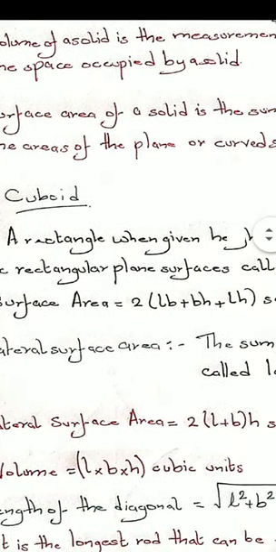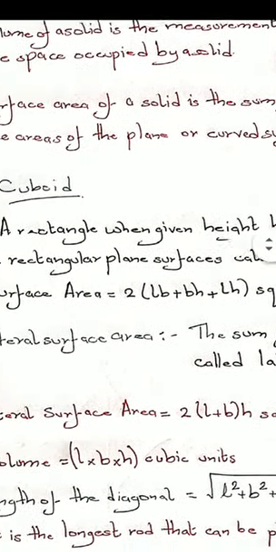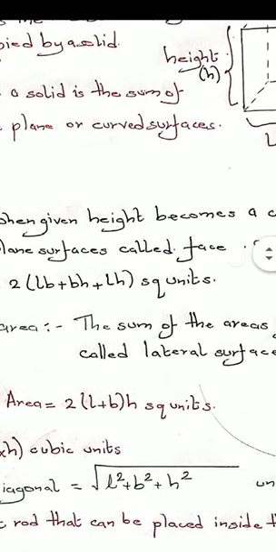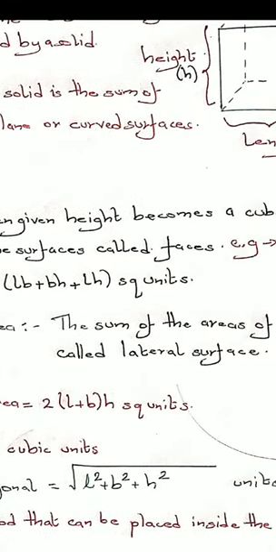And surface area of a solid. Surface area of a solid is the sum of the areas of the plane or curved surfaces. So an example would be, suppose I want to paint the room entirely, even the floor, even the walls, even the ceiling. In that case, I should know the area of each and every side, right? So in simple words, I should know the area of the entire room.